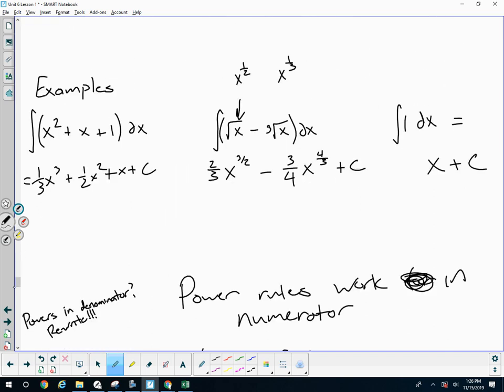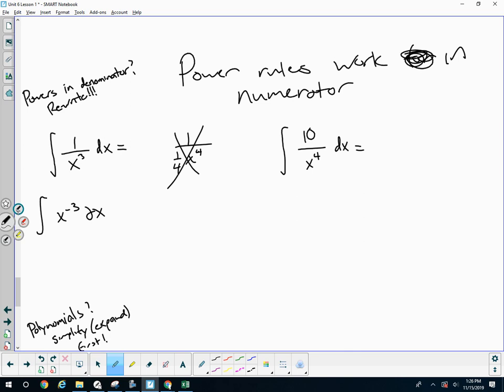If I add 1, I get x to the -2nd. I multiply by the reciprocal, I get -1/2 x to the -2nd plus c. To rewrite that, you could write it as 1 over 2x squared plus c. Okay, so x to the -2nd is in the numerator. You can move it to the denominator by making that power a positive power. All right, try with 10x to the 4th, please, or 10 over x to the 4th.